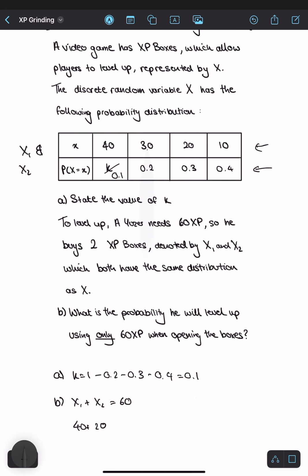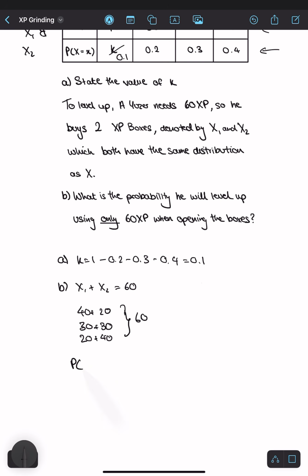If I have X1 is 30, X2 could also be 30. So 30 plus 30 is 60. If X1 was 20, X2 could be 40. So that's 20 plus 40. If X1 was 10, X2 would have to be 50. But that is not one of the outcomes. So these are the only 3 ways of getting 60 when adding X1 and X2.